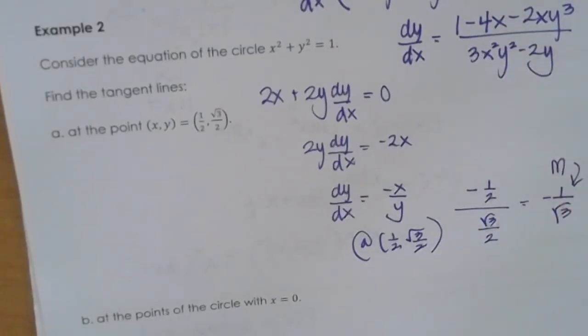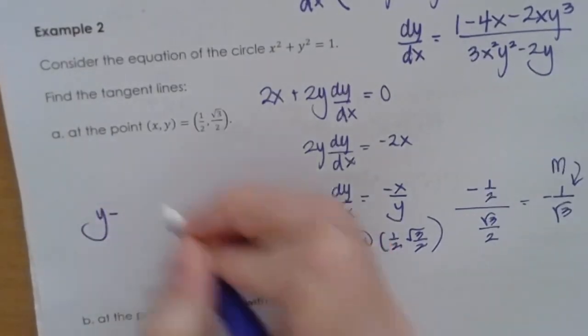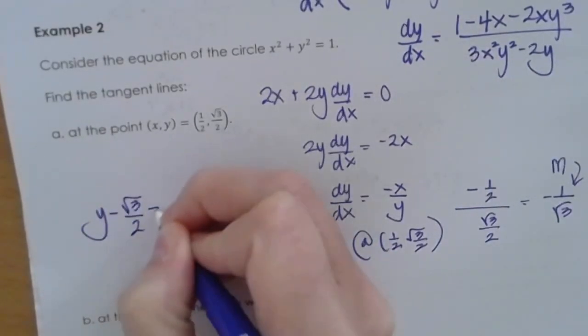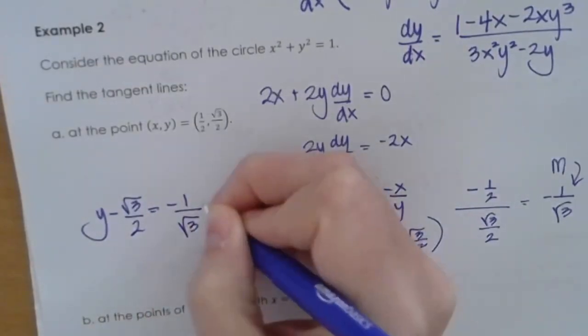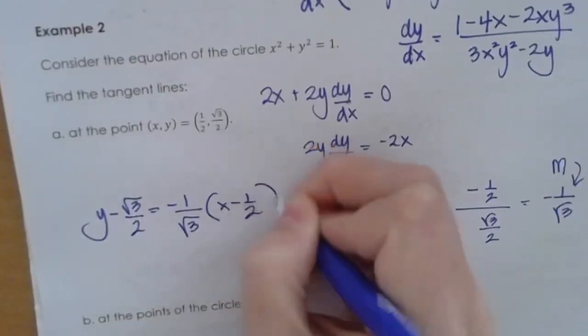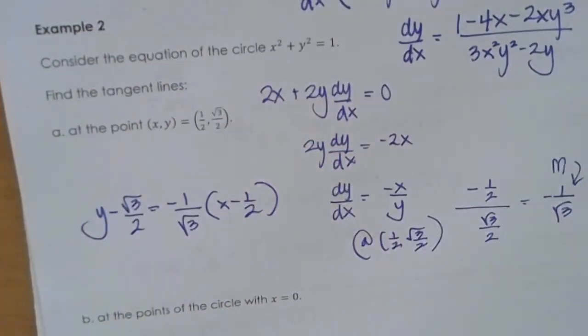We have a point, we have a slope. Let's write it in point slope form because they didn't ask for a certain form. So y minus y1, which is root 3 over 2, equals our new slope, negative 1 over root 3, times x minus x1. And I'm going to leave it in point slope because they didn't tell me which way to go with it.